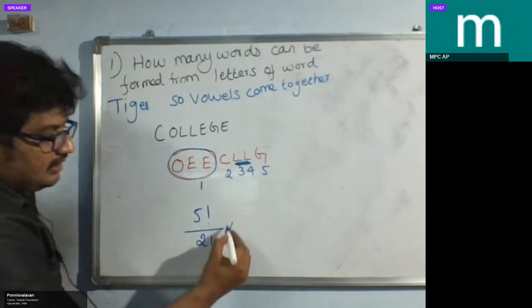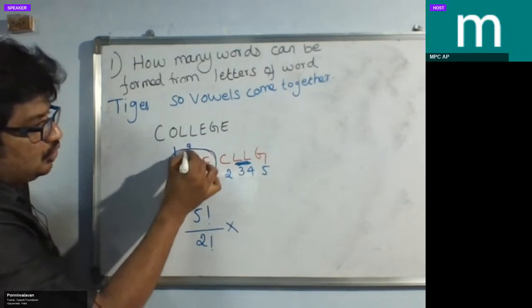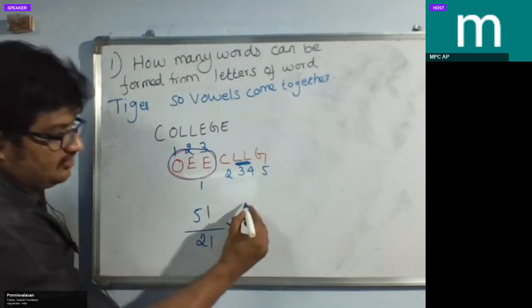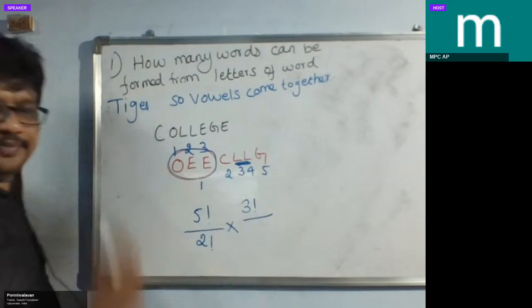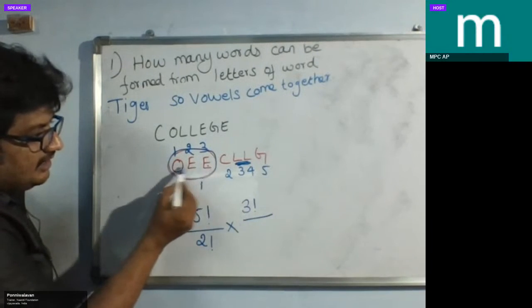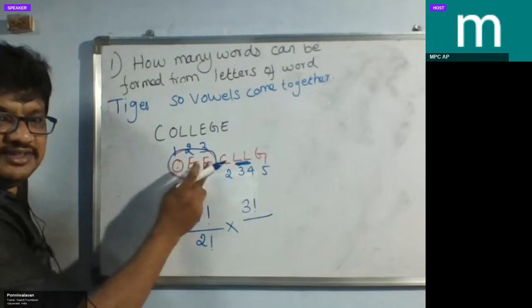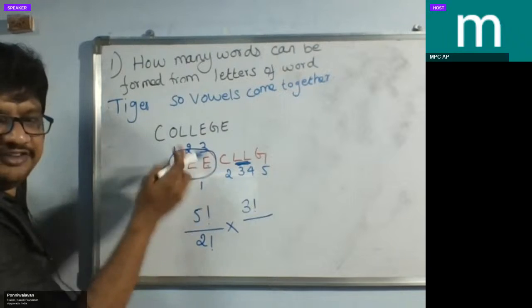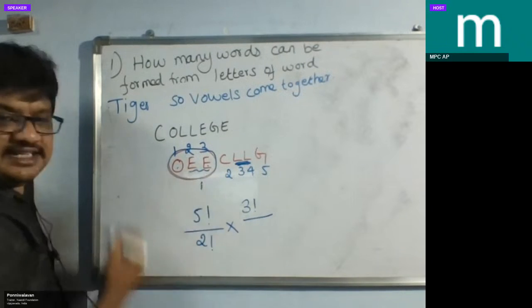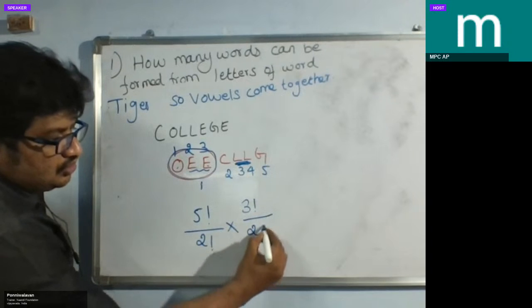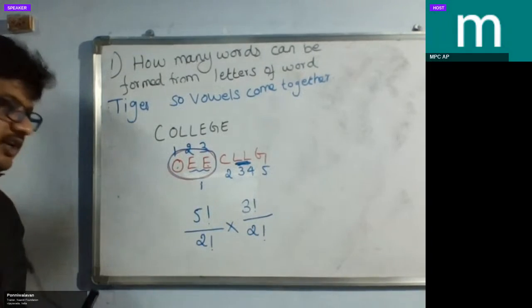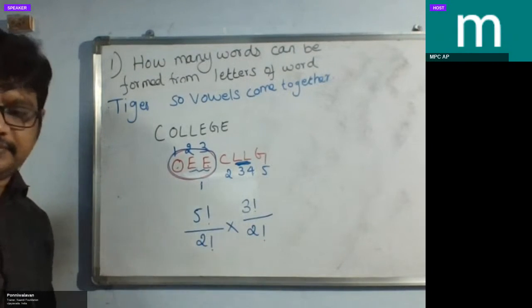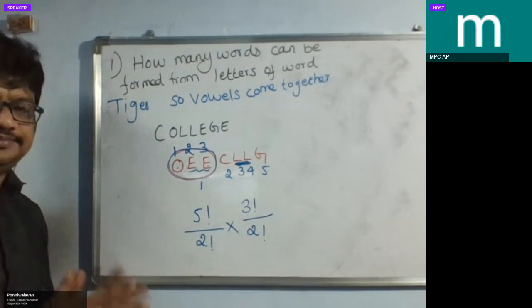Now go inside. 1, 2, 3. How many letters here? 3 letters, 3 factorial. Are these 3 letters different? No. E is repeated 2 times, so it is 2 factorial. Are you clear?